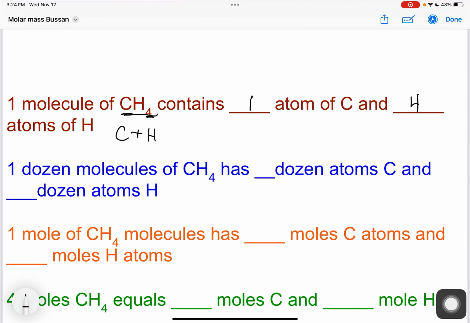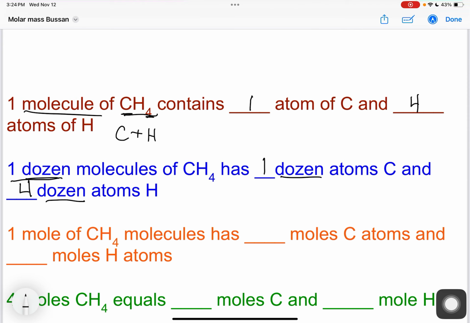Now, if I had 1 dozen molecules, you'll notice it says dozen, dozen, and dozen. And it kind of works out very similarly to what we're talking about here. If I have 1 dozen molecules of CH4, I'm going to have 1 dozen carbons, and I'm going to have 4 dozen H's, right? Similar just to the one molecule, almost exactly the same. The key thing here is that we are talking about just more than one at a time.